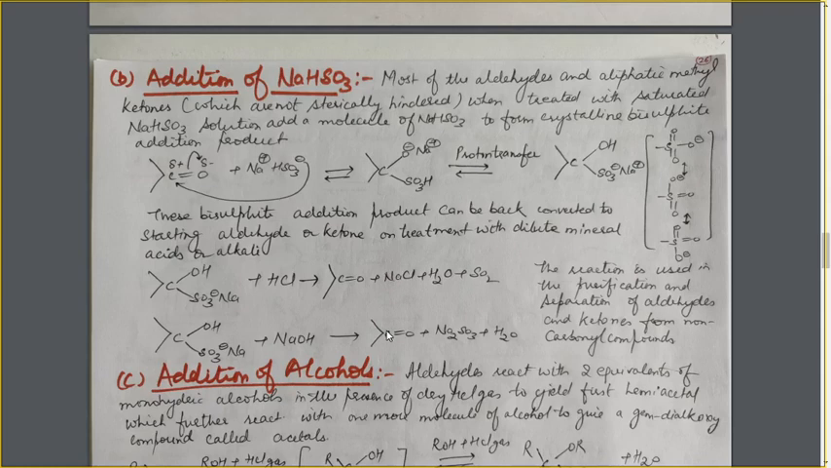That's why this reaction is also used as the method of purification of aldehyde and ketones from the non-carbonyl compounds. Now how is the reaction taking place for the back conversion? In the presence of dilute HCl and dilute base, these products get hydrolyzed to give the starting aldehyde and ketones.